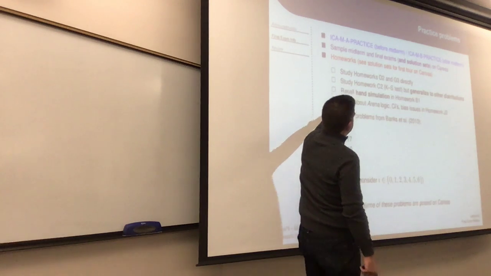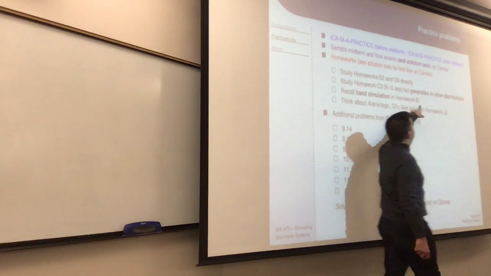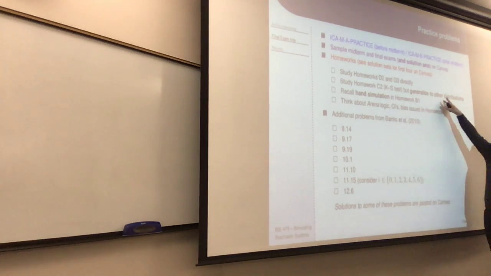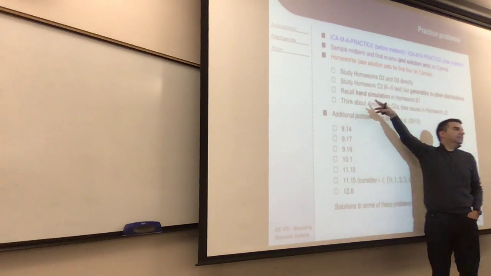For homework C2, look at the KS test that's there, but think about how would I generalize that to other distributions, not just a Poisson distribution. If I gave you an arbitrary probability mass function, how would you do that homework with that arbitrary probability mass function? Definitely remember your hand simulations.